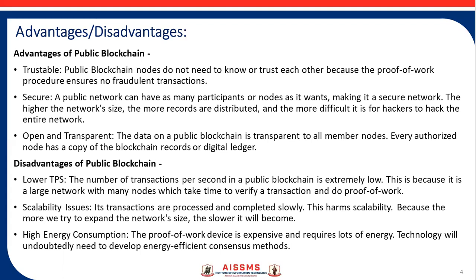There are several disadvantages of public blockchain. First one is the lower TPS. The number of transactions per second in a public blockchain is extremely low. This is because it is a large network with many nodes which take time to verify transactions and do proof of work. Then next is the scalability issue. In public blockchain, transactions are processed and completed slowly. This harms scalability. Then next is the high energy consumption. The proof of work device is expensive and requires a lot of energy. Technology will undoubtedly need to develop energy efficient consensus methods.